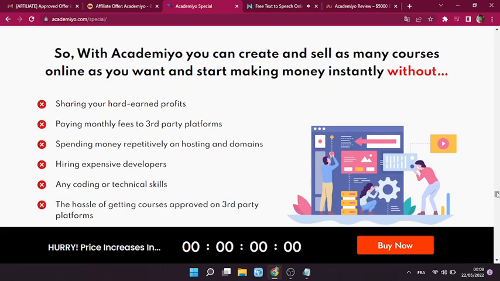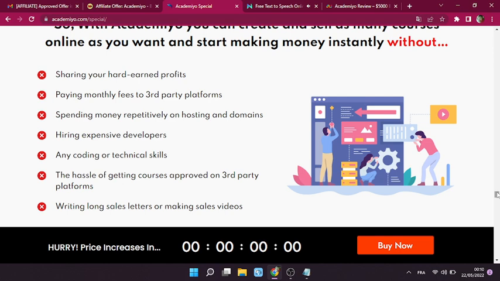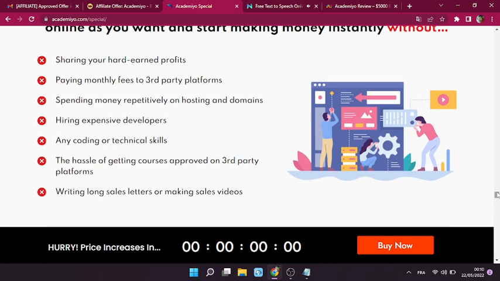without sharing your hard-earned profits, paying monthly fees to third-party platforms, spending money repetitively on hosting and domains, hiring expensive developers, any coding or technical skills, the hassle of getting courses approved on third-party platforms, writing long sales letters or making sales videos.